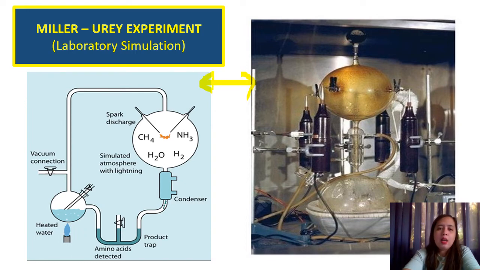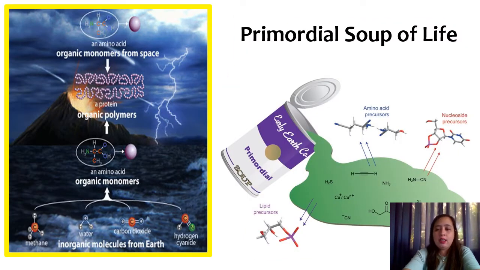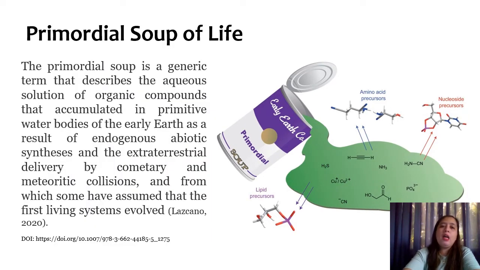But lately, it is said that with a few small tweaks week to week, it can still produce organic monomers. However, as one of those who tried the Miller experiment said, that is not true. What is missing is that you cannot assure that you will be able to form organic monomers. So, more research was done, one of which suggests the primordial soup of life. According to this, it describes the aqueous solution of organic compounds that accumulated in primitive water bodies of early Earth as a result of endogenous abiotic synthesis and the extraterrestrial delivery of comets, meteors, and so on.